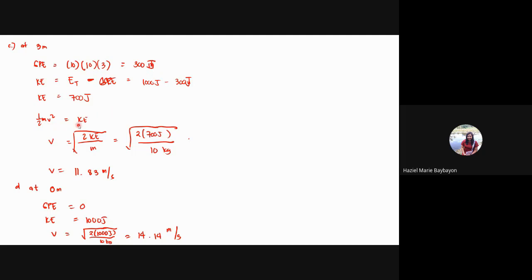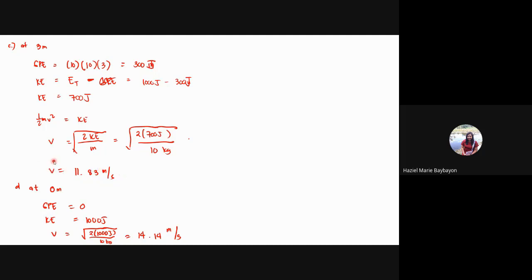Okay, so we have now the kinetic energy. So we will then use the same equation to find the speed. So we have V is equal to the square root of 2 KE over m. So substituting, we will get 11.83 meters per second. All right. So this is at 3 meters.